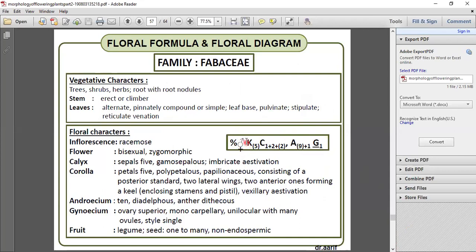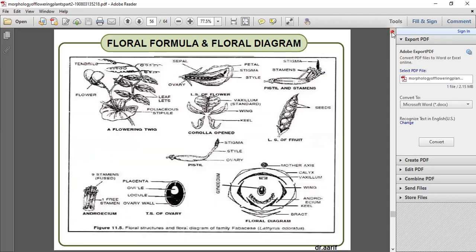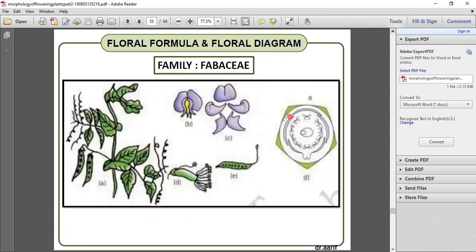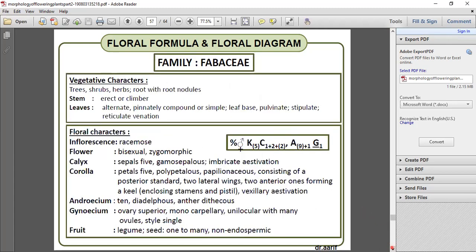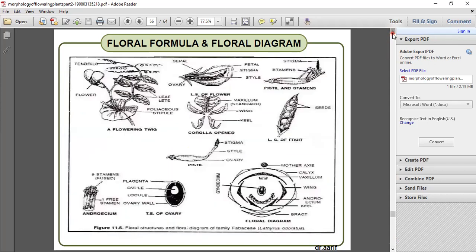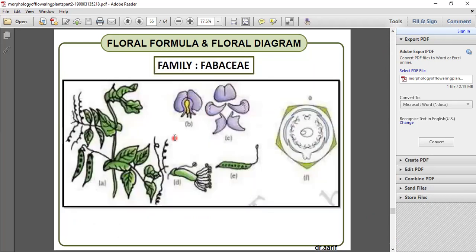Now this K means calyx. In this picture, it is not at all visible, but if you have a close look here, you will be able to see that the calyx is gamosepalous. So that's why this bracket is coming around K. Now, corolla 1, 2 plus 2. Why is this? If you have a close look into the structure, this bigger one is 1.